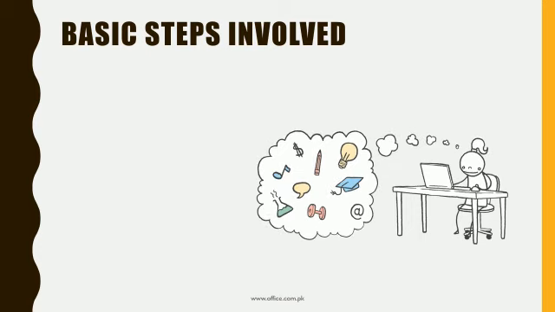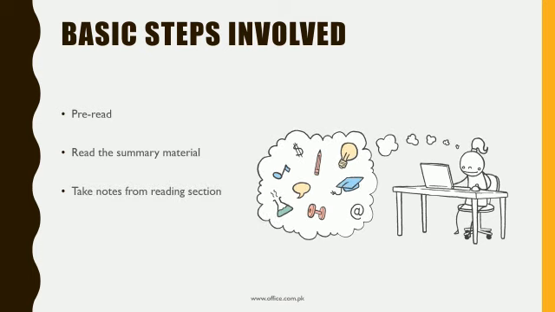What steps will you follow to give an effective reading to that chapter so that it becomes a part of your brain and a part of your memory? Let us have a look at the basic steps that are involved in effective textbook reading. Number 1. Pre-read the chapter. Number 2. Read the summary material. Number 3. Take notes from the reading section. And number 4. Review your notes.